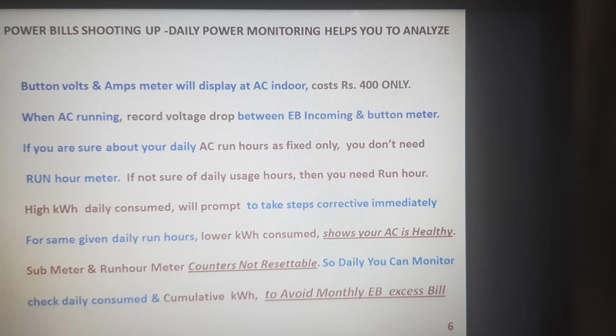Higher kWh consumed daily will prompt you to take corrective steps immediately. For the same given daily run hours, if lower kWh is sustained, then it means your AC is running healthy.